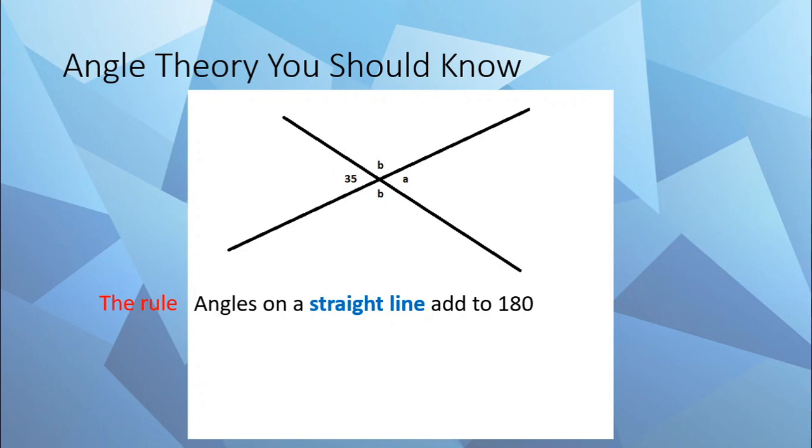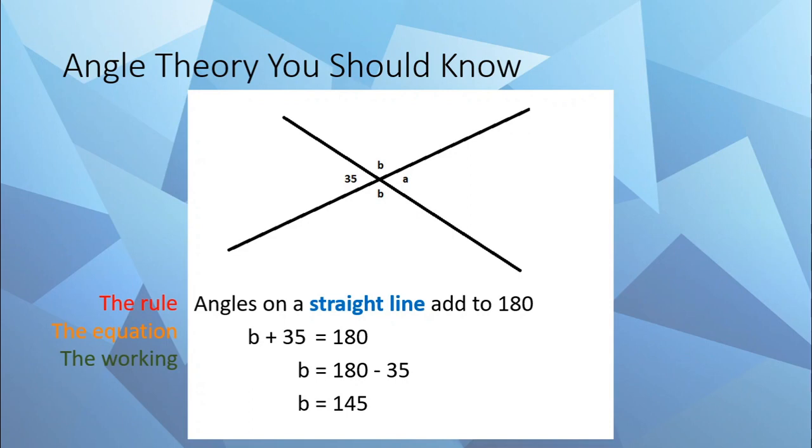If angles on a straight line add to 180, let's just talk about two angles on a straight line, the B and the 35. So that means we can say B plus 35 makes 180. And then showing our working, getting B on its own, I need to move that plus 35 to the other side, making it minus 35. So that's going to be B equals 180 minus 35, which means B must be 145.